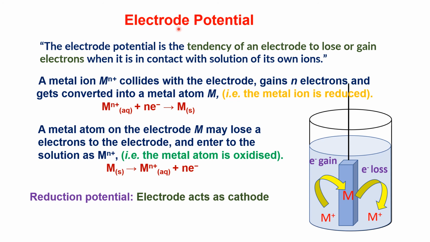Electrode potentials are divided into two categories. One is known as reduction potential, another one is known as oxidation potential. So if the electrode acts as a cathode, it means that reduction will take place, so we will take the reduction potential. If the electrode acts as an anode, it means that oxidation will take place, so we will take the oxidation potential.